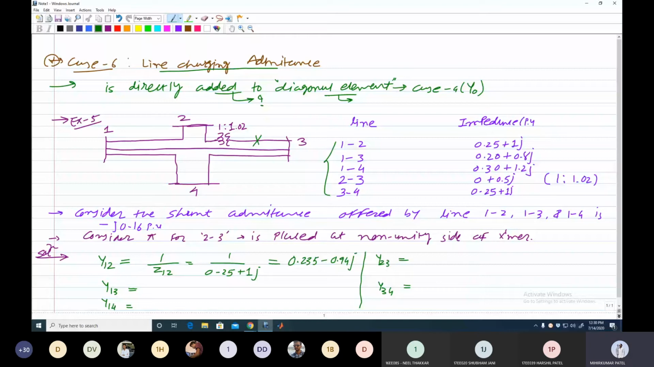See, such a kind of example is not directly given in any of your books. I have created this example by myself, so you have to calculate it, as the direct solution is not given in any book. Now the value of Y13 is again 1 divided by Z13. What is the value of Z13? It is 0.20 plus 0.8J.